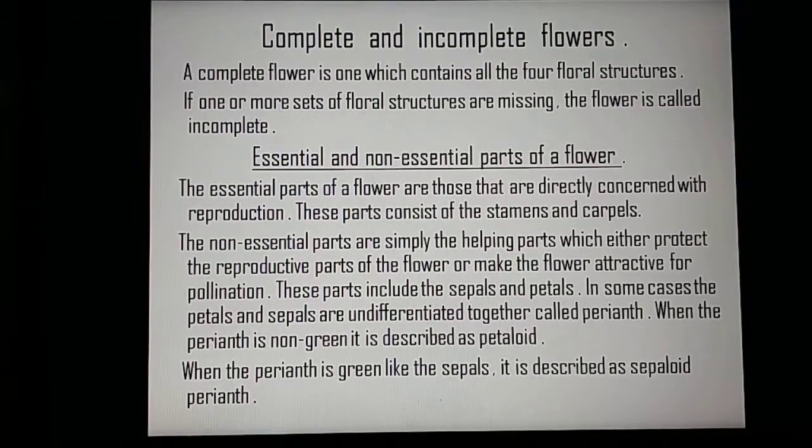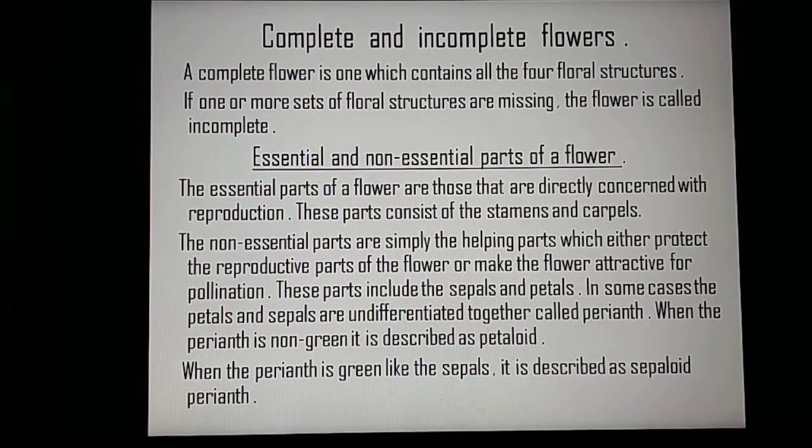Okay, now essential and non-essential parts of a flower. The essential parts of a flower are those that are directly concerned with reproduction. These parts consist of the stamen and carpel. And the non-essential parts are simply the helping parts which either protect the reproductive parts of the flower or make the flower attractive for pollination. These parts include the sepals and petals.